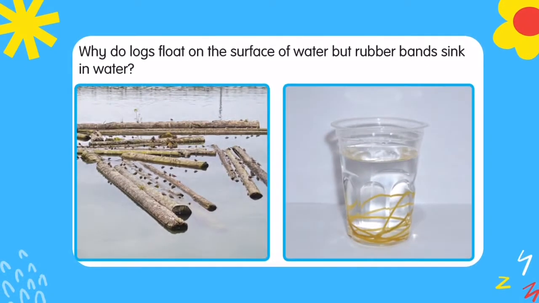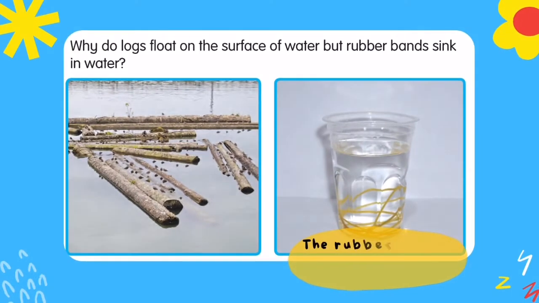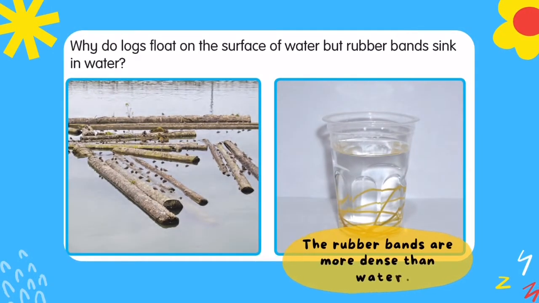Now look at these pictures. Why do logs float on the surface of water, but rubber bands sink in water? The logs float on the surface of water because the logs are less dense than water. The rubber bands sink in water because they are more dense than water.